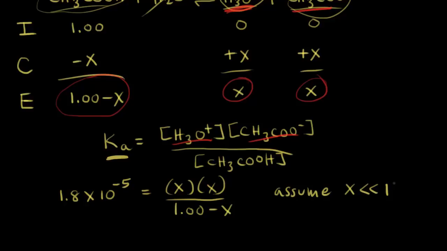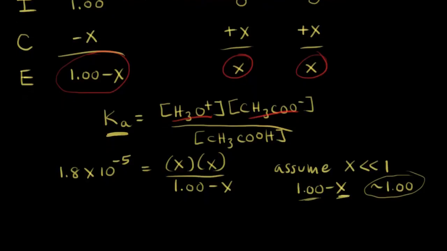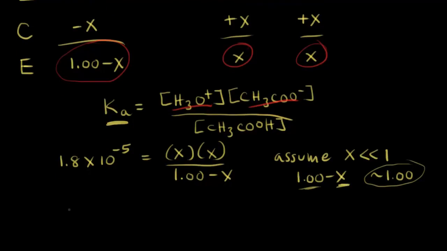If X is much, much smaller than 1, then 1 minus X is approximately the same thing as 1, because if X is an extremely small number, subtracting it from 1 isn't going to do much of anything. So we're going to make this assumption and say that 1 minus X is equal to 1. That just makes our lives easier. Now we have 1.8 times 10 to the negative 5th equal to X squared over 1. So all we have to do now is solve for X.